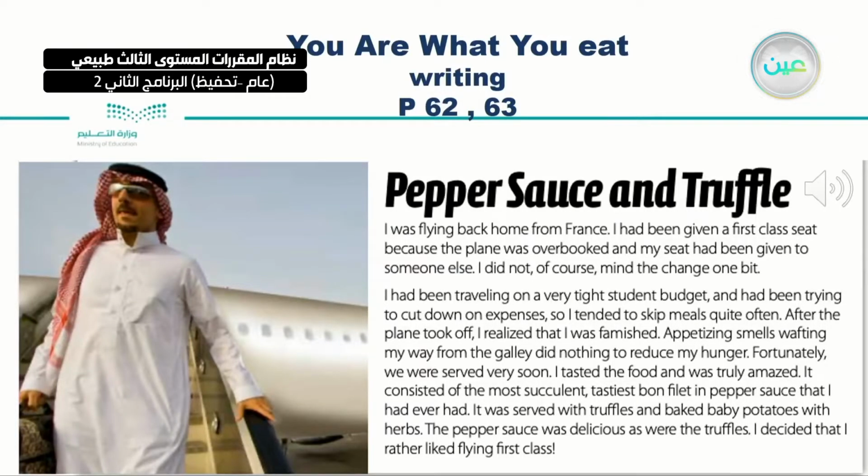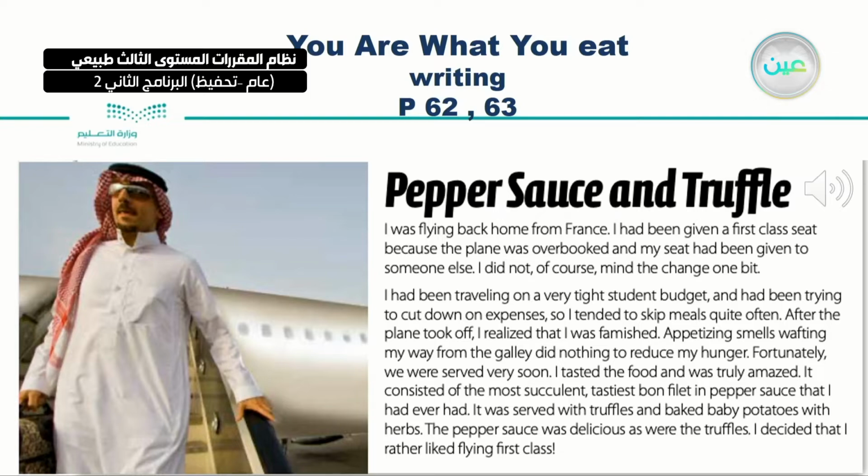Going to read the second one, with this title, Pepper Sauce and Truffle. We're going to read and find the same questions: why, where, and what were the writer's feelings. Let's start.